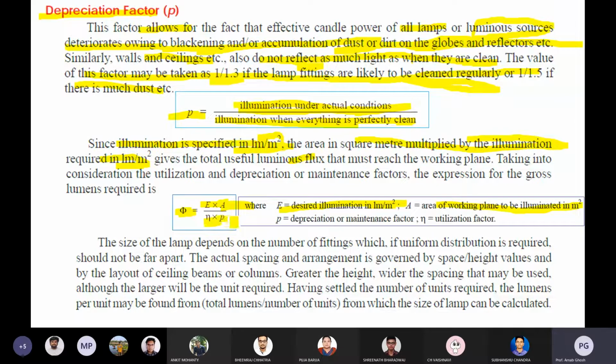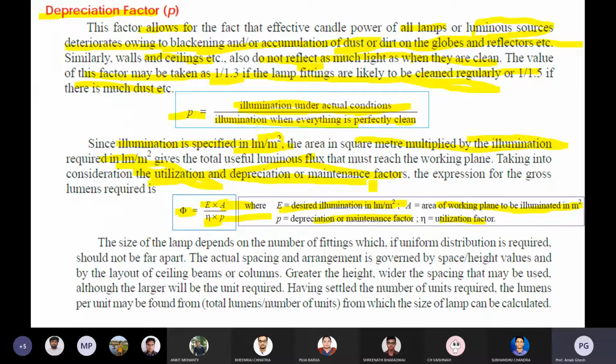N is the efficiency or the utilization factor. We will get to that later; first we discuss the eta value. P is your depreciation factor, the maintenance factor. Based on that value, we directly get the flux, that is, how much illuminating flux is coming from your source. Taking into consideration the utilization factor and the depreciation or maintenance factor, these two are important. The expression for the gross lumens required is Phi equals E cross A by eta into P.